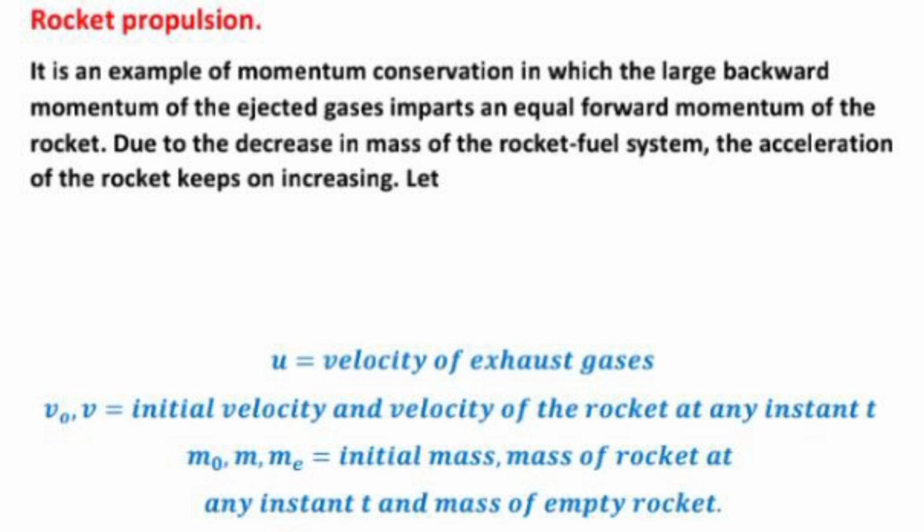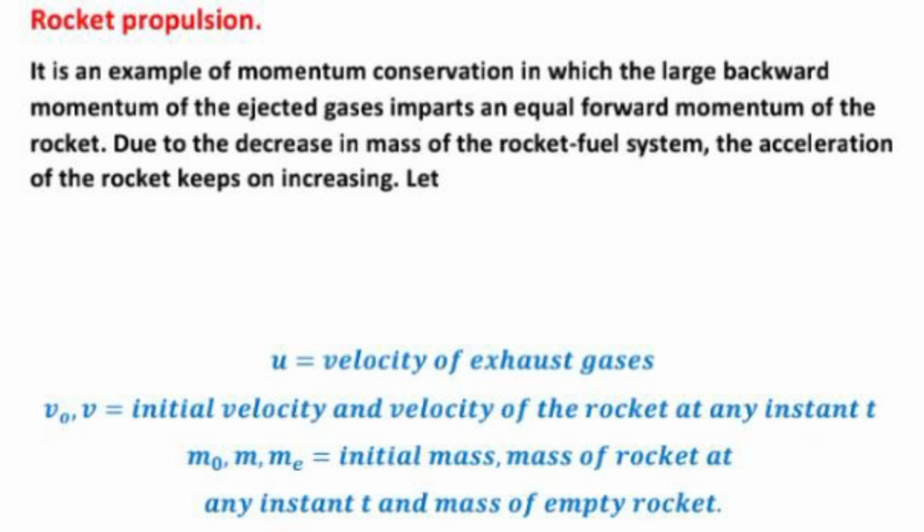Rocket propulsion. On which principle does rocket propulsion occur? It is an example of momentum conservation, in which the large backward momentum of the ejected gases imparts an equal forward momentum to the rocket. Due to the decrease in mass of the rocket fuel system, the acceleration of the rocket keeps on increasing.